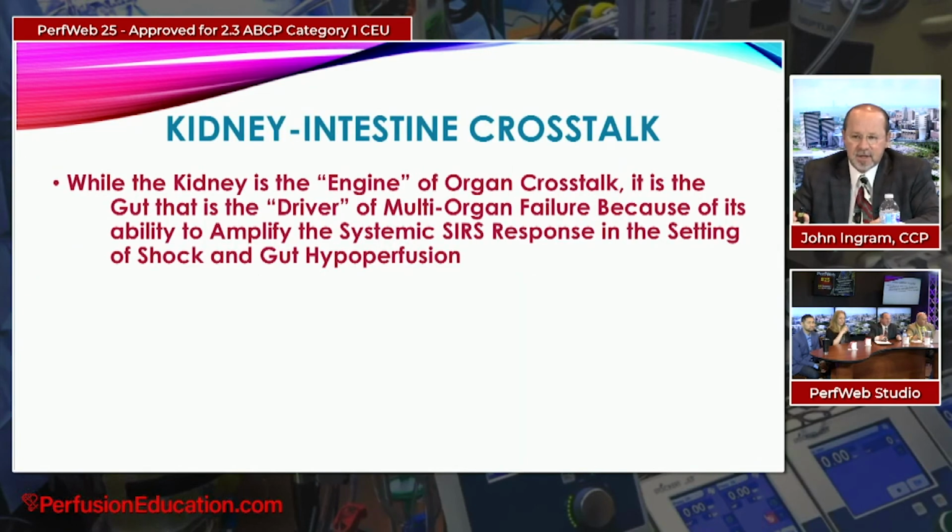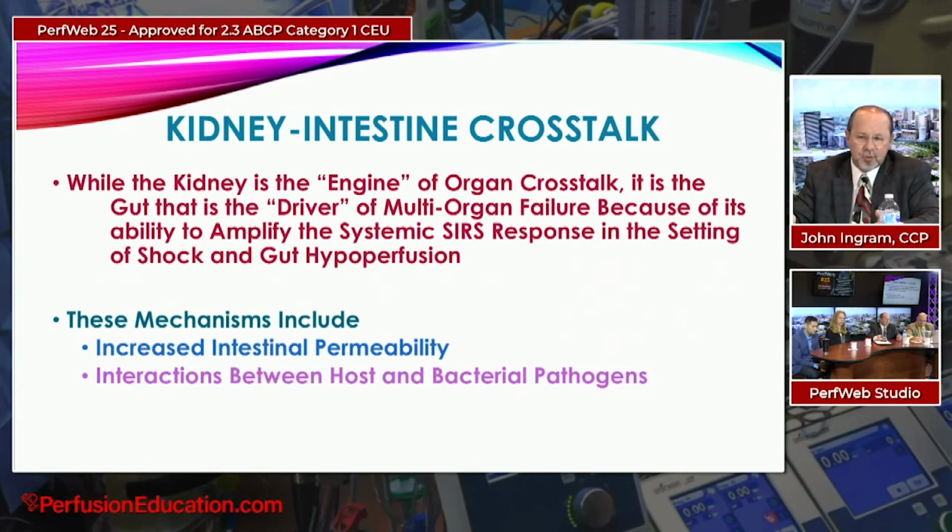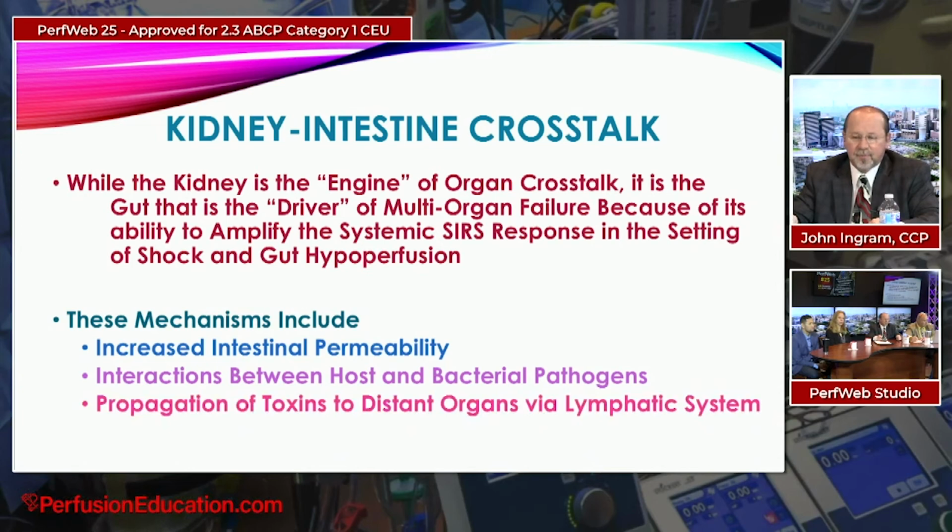What about the kidney and the intestine? While the kidney is the engine of the organ crosstalk, it is actually the gut that you can call the driver of multi-organ failure, because of its ability to amplify the systemic inflammatory response in the setting of shock and gut hypoperfusion. These mechanisms include increased intestinal permeability, and interactions between the host and bacterial pathogens. Because the gut is unique in that ability, it is particularly powerful, a negative in multi-organ failure promotion. So there is propagation of toxins to distant organs via the lymphatic system.